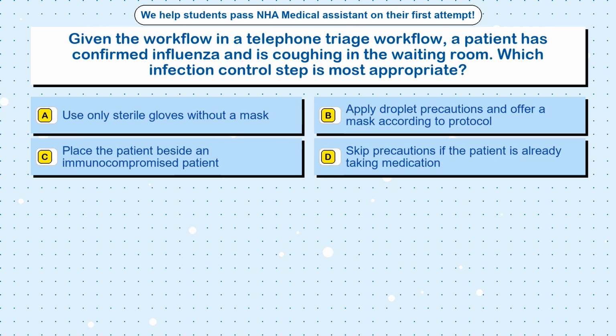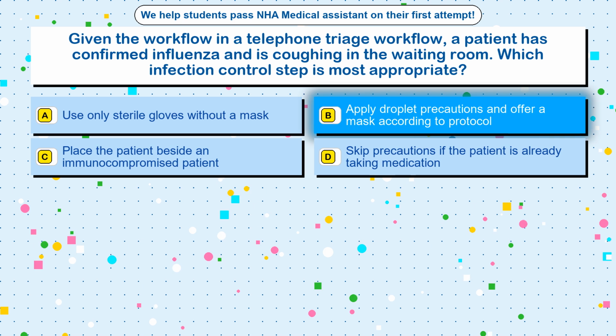Given the workflow in a telephone triage workflow, a patient has confirmed influenza and is coughing in the waiting room. Which infection control step is most appropriate? Option A, use only sterile gloves without a mask. Option B, apply droplet precautions and offer a mask according to protocol. Option C, place the patient beside an immunocompromised patient. Option D, skip precautions if the patient is already taking medication.